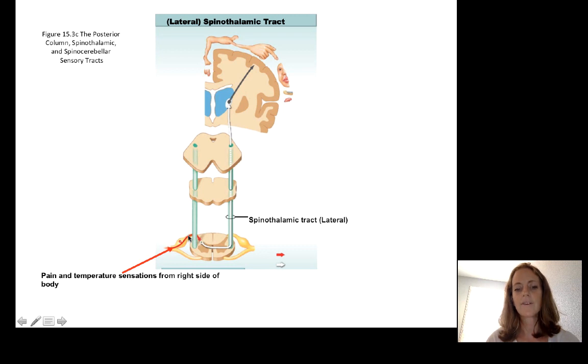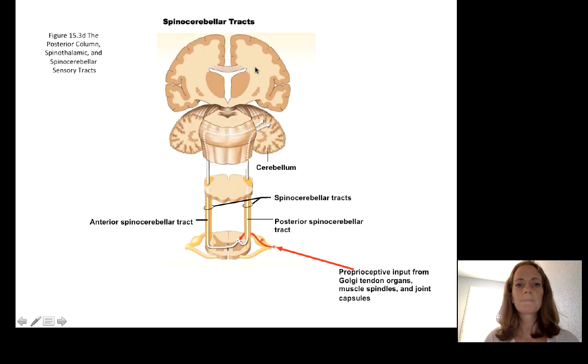So there's your first order sensory neuron. And then they're going to cross over and travel up the lateral white columns, and then through the second order and then the third order sensory neurons up to the brain.